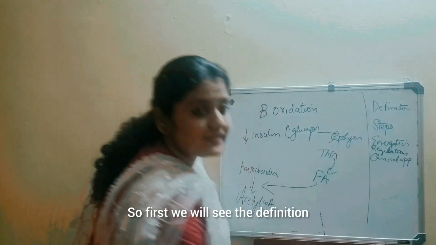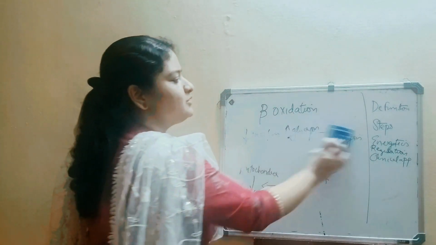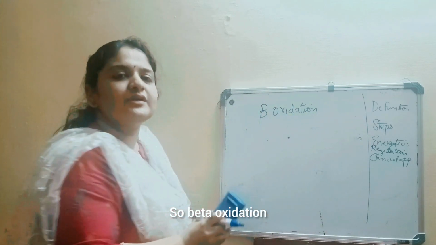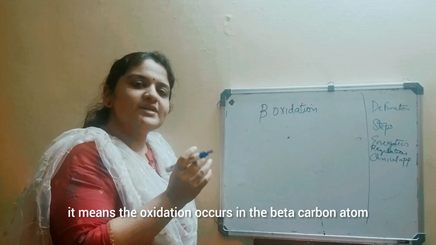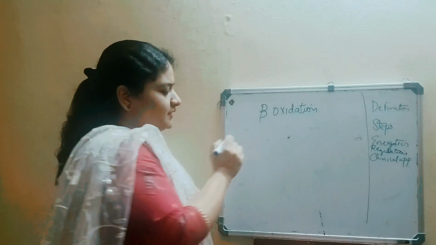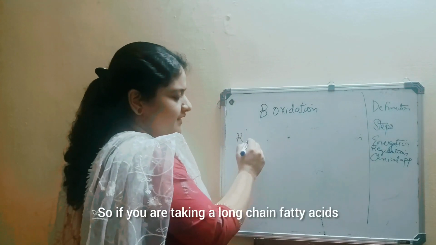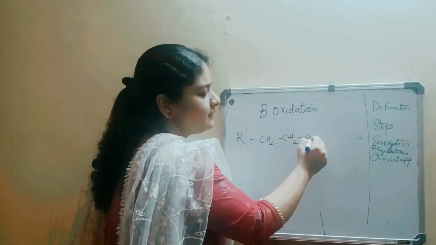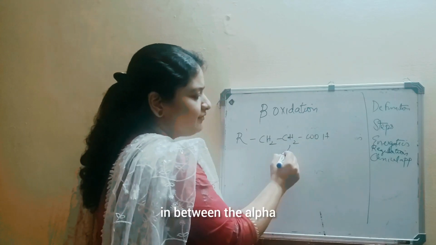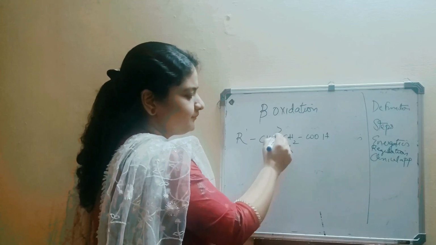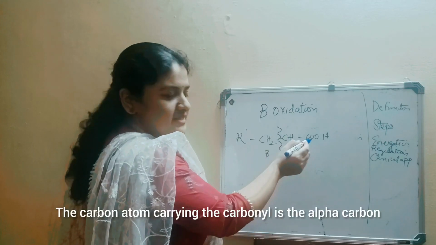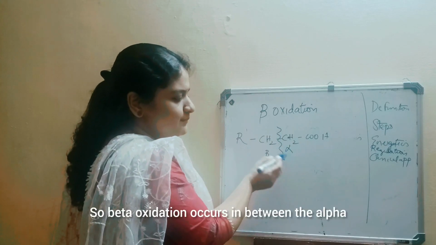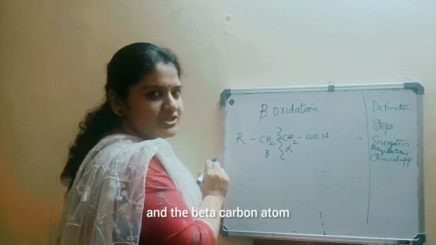So first we will see the definition. As the name implies, beta oxidation means the oxidation occurs at the beta carbon atom. So if you are taking a long chain fatty acid, the oxidation occurs in between the alpha and the beta carbon atom. The carbon atom carrying the carbonyl is the alpha carbon. So beta oxidation occurs in between the alpha and the beta carbon atom.